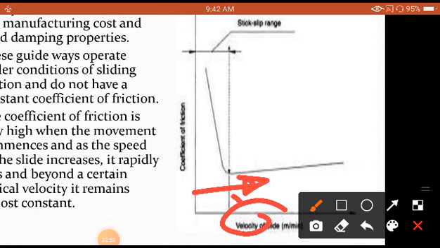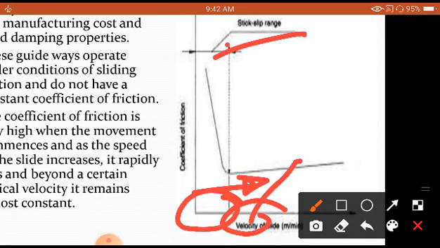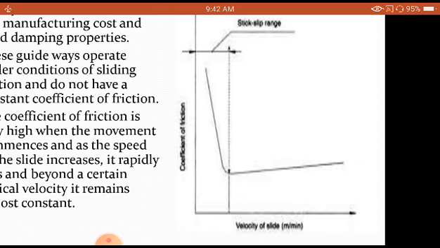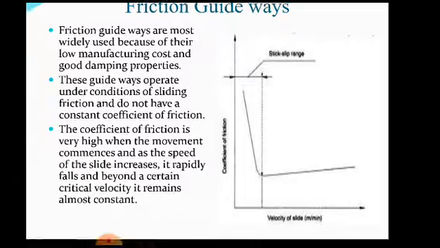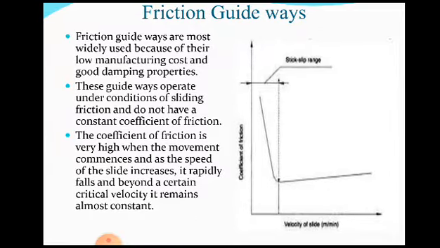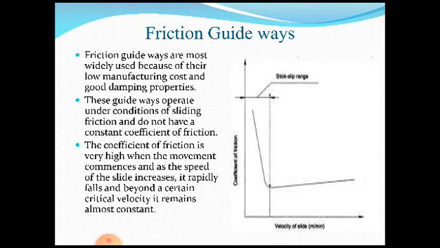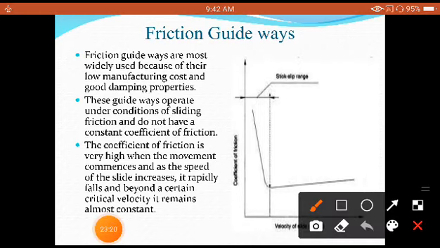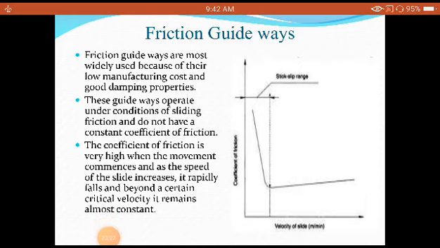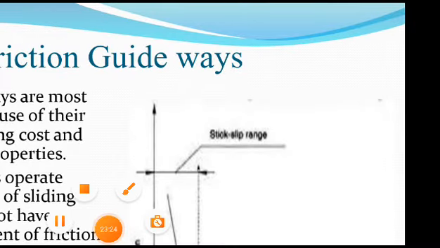So when the velocity of the slide is less, there is more friction. The friction is very high when the velocity of the slide is low, but as the velocity of the slide increases, the friction will go on decreasing, and then remember, after that it remains constant. Such a phenomenon we call a stick slip phenomenon. This is called stick slip. What is the meaning of stick slip?